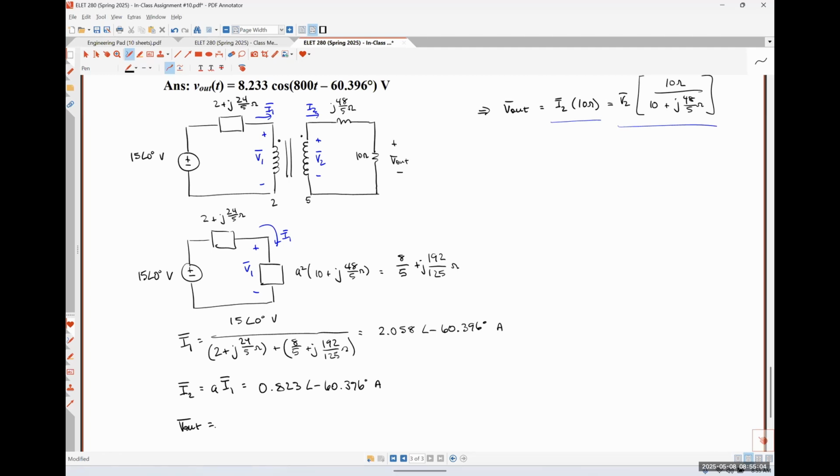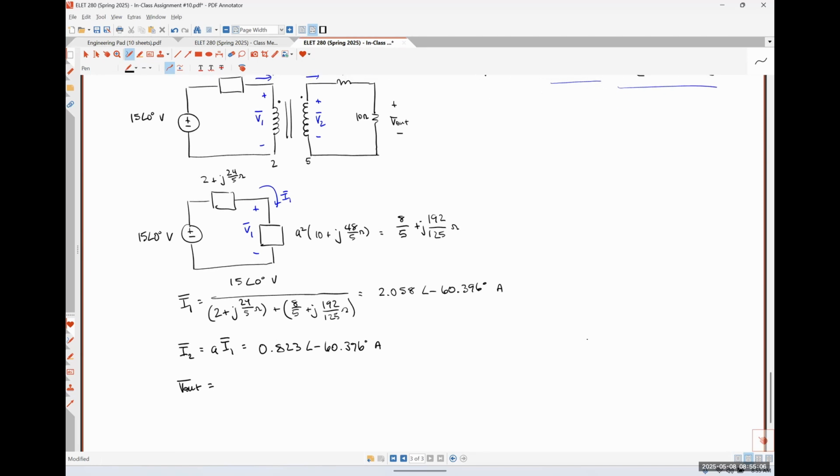And since I found the current, I'm just going to multiply that by 10 ohms. So that's just I1 times 10 ohms gives me 8.233 with an angle of negative 60.396 degrees volts. Oh, you're absolutely right. Thank you for that. I used the value of I2. I wrote down I1. Thank you.